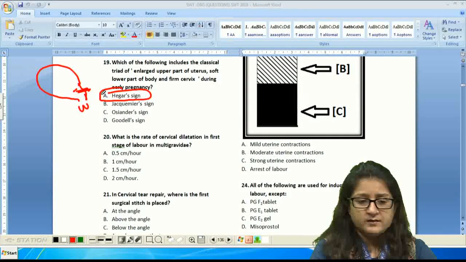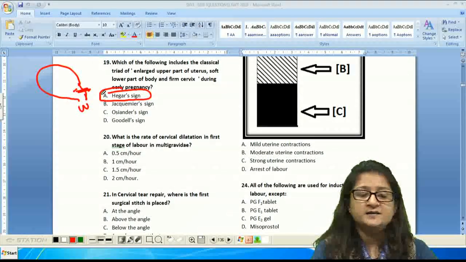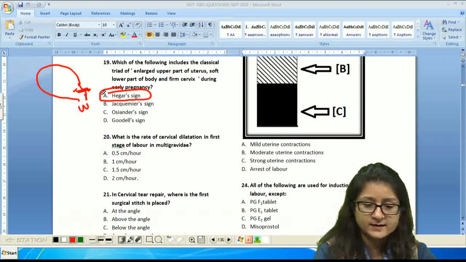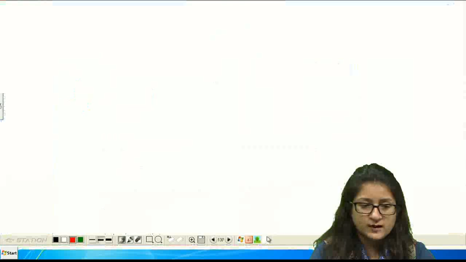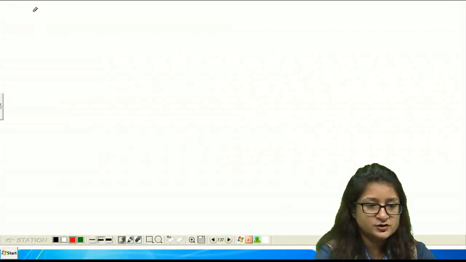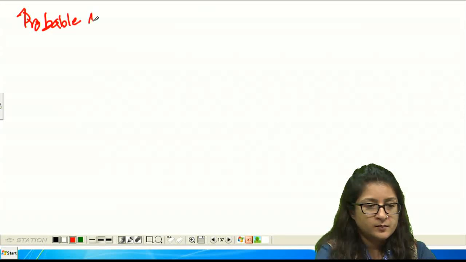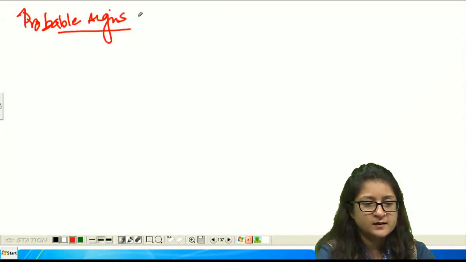Okay, so these are all the presumptive signs of pregnancy. The correct answer of question number 19 is A, Hegar's sign. Let us talk about what are the other signs which are mentioned in these. So these are the probable signs of pregnancy.